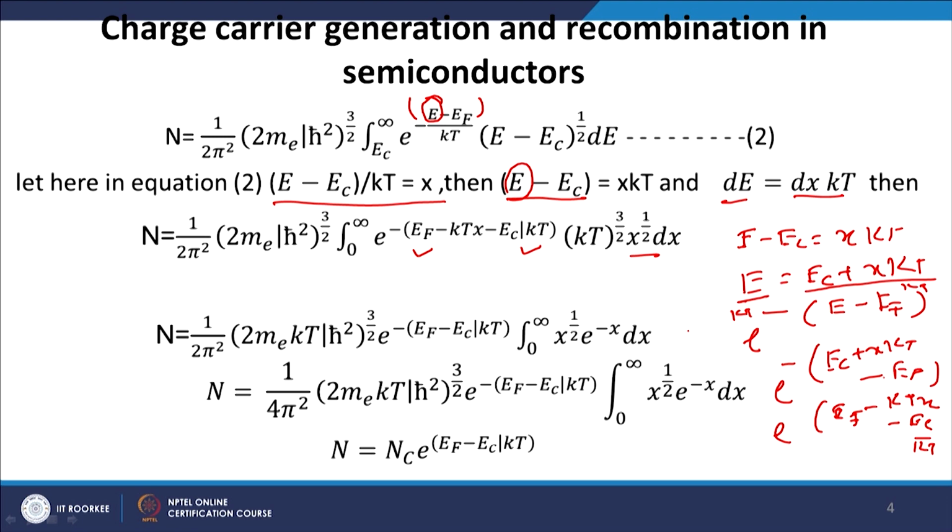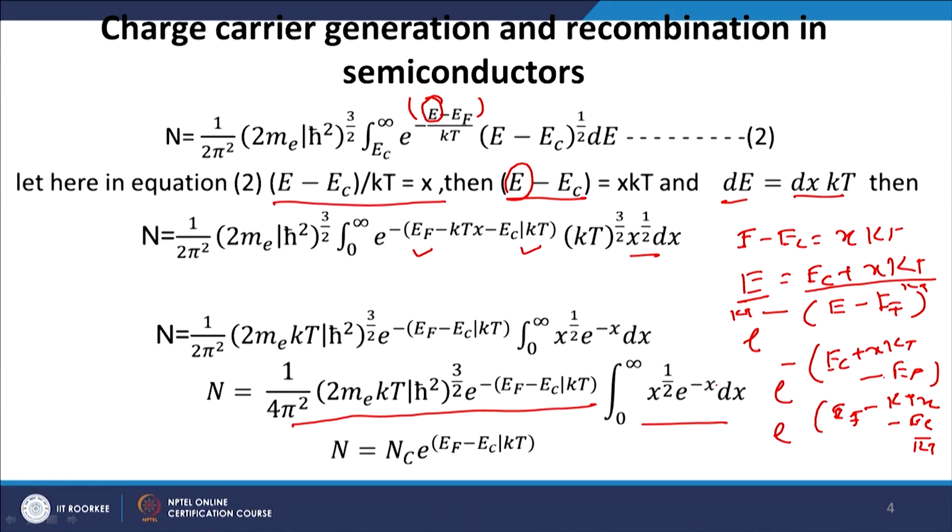The integral of x to the power half e to the power minus x dx looks like a standard integral, right. So, n is 1 over 4 pi square 2 m e kT by h square to the power 3 by 2 e to the power minus (Ef minus Ec) by kT. All these terms look like a constant, and then the integration from 0 to infinity of x to the power half e to the power minus x dx. Life becomes more simple. Integrating these terms is easier.